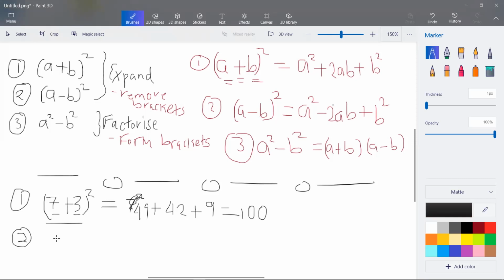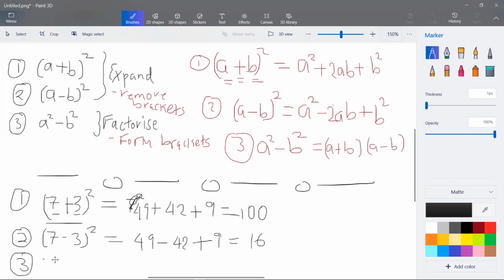Number 2, we have 7 minus 3 squared. Just like the second explanation up there for expression 2, you'll have to put down the square of 7, follow with the sign in bracket, double the multiplication of 7 and 3, you'll get 42, sorry, and then you add the square of 3, okay? So if you punch that in your calculator or simply work it out by hand, you'll get an answer as 16, okay?